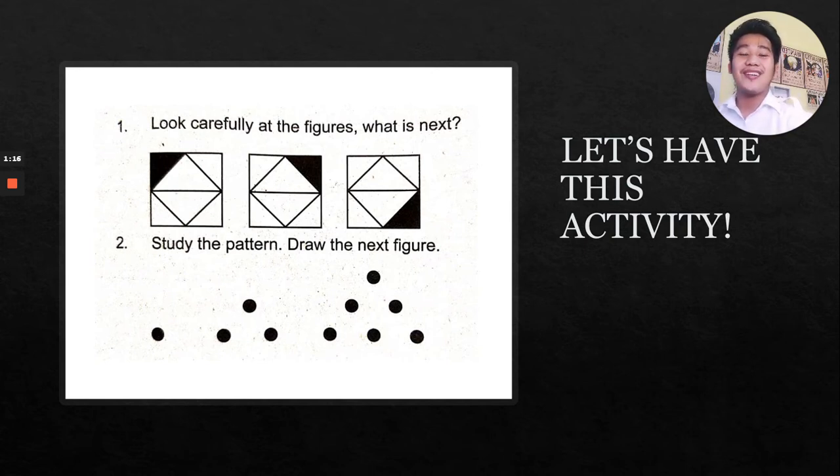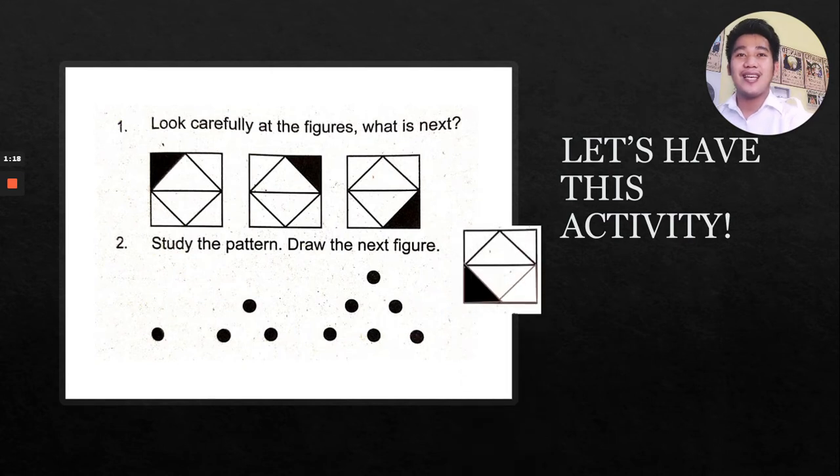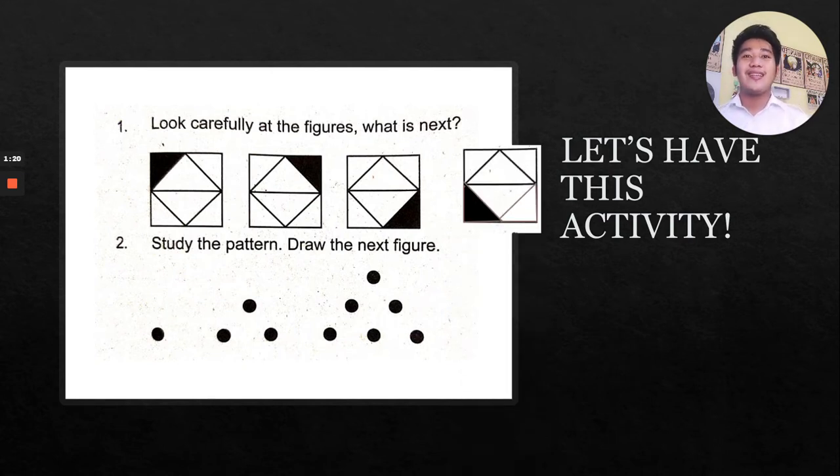Okay, what is the next figure? Do you have your answer? Okay, very good. The answer is this triangle wherein the shaded one is the triangle at the lower left of the figure. Okay, that's good. Very good so far. How about second number?